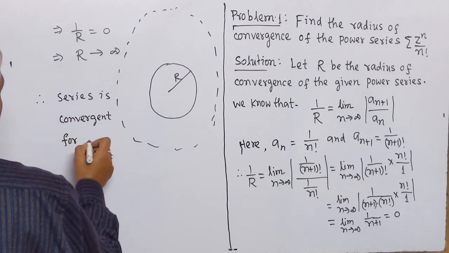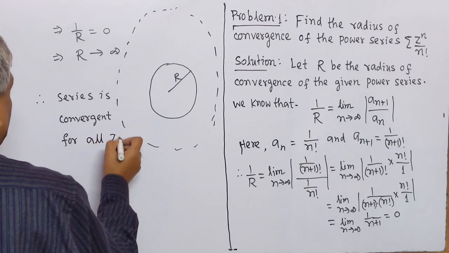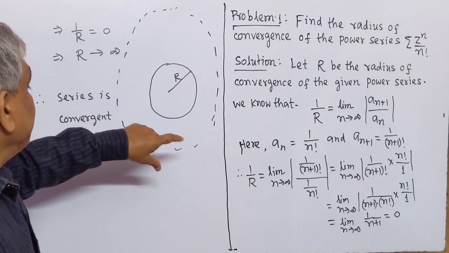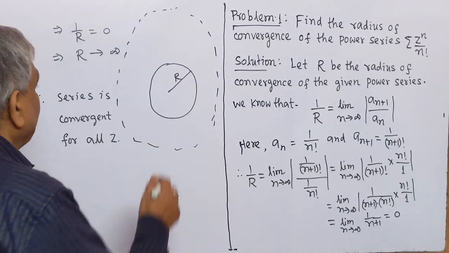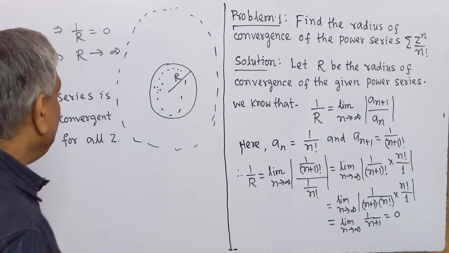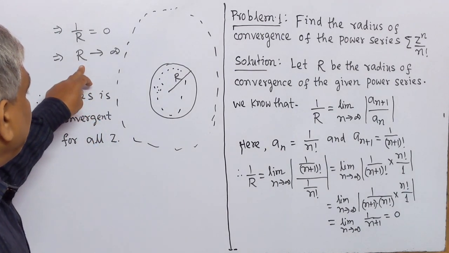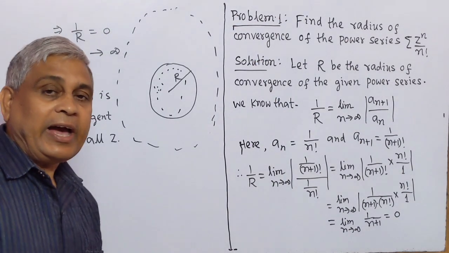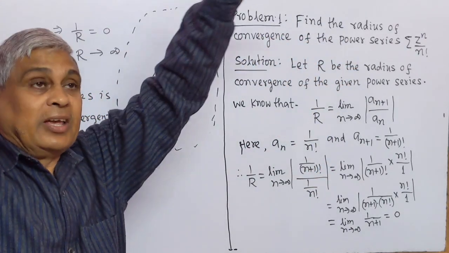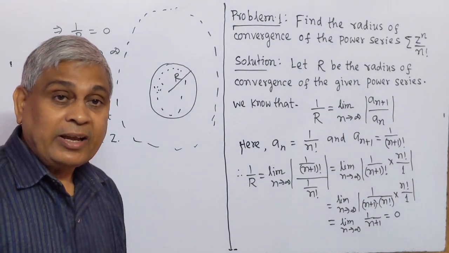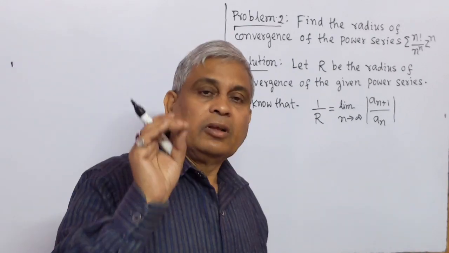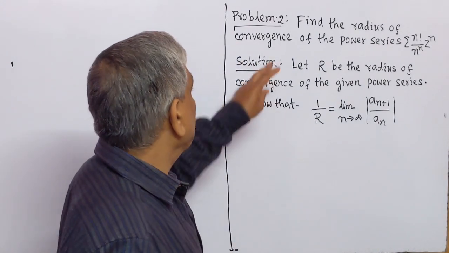for all z. If R would be finite, then the series would be convergent inside this circle of radius R. But here we have R equal to infinity, means we have a circle having radius infinity, means the series is convergent in entire region, means for all z. Now we solve problem number 2.